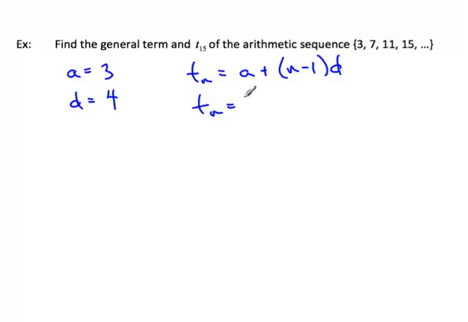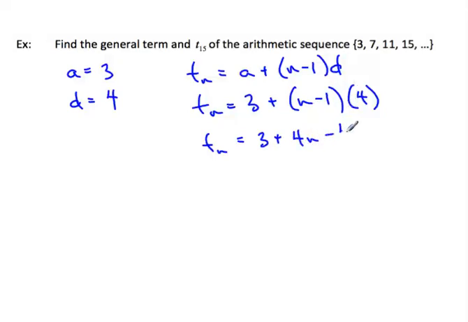Term n is equal to 3 plus n minus 1, and we're going to leave all the n's general, times the difference, which is 4. Now, this is the general term, but it's good practice to simplify this and collect like terms. So we're going to write the nth term is equal to 3 plus, distributing here we get 4n minus 4, and then collecting like terms, we get that the nth term is equal to 4n minus 1.